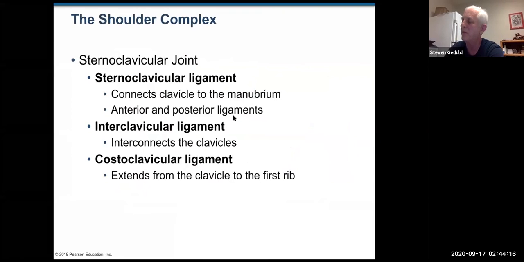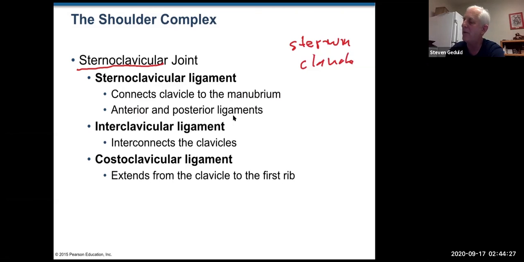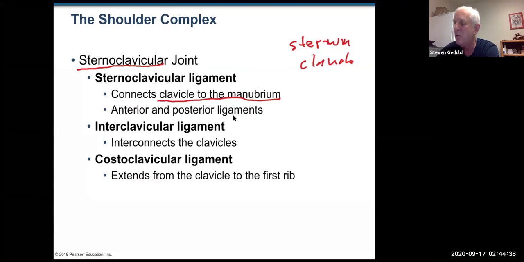Okay. Sternoclavicular joint. The sternoclavicular joint is where the sternum connects to the clavicle or collarbone. It connects the clavicle to the manubrium of the sternum. Okay. It has anterior and posterior ligaments that hold it together. There's an interclavicular ligament which connects the two clavicles, right and left, that runs across the midline here. And there's a costoclavicular ligament, which extends from the clavicle to your first rib.